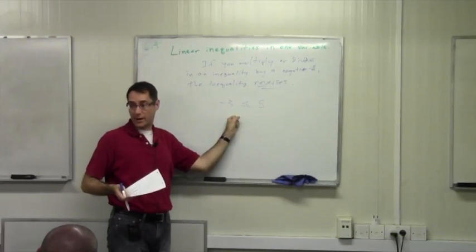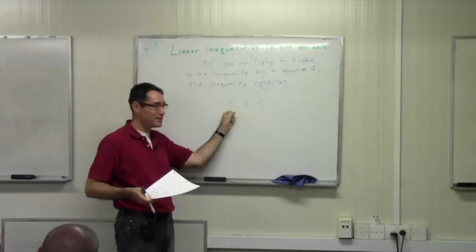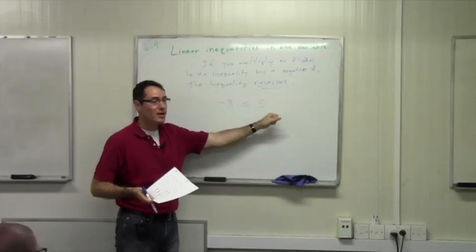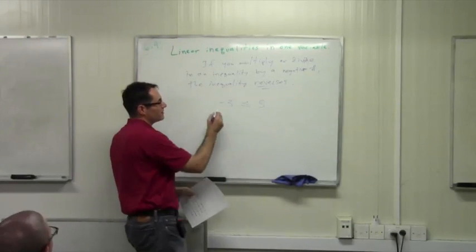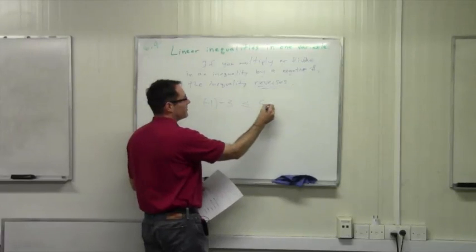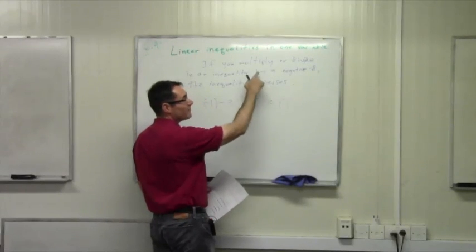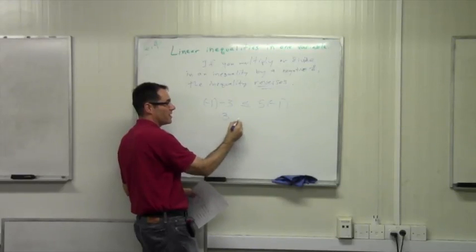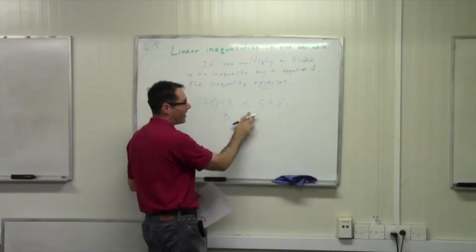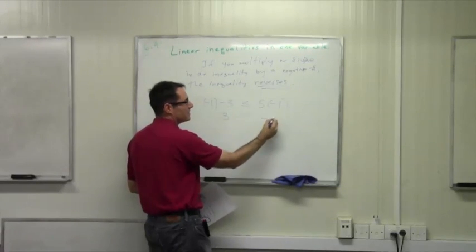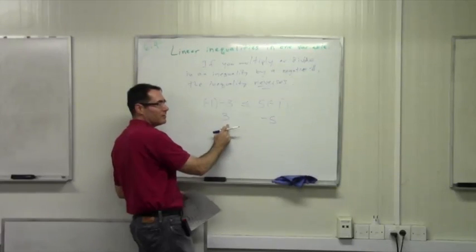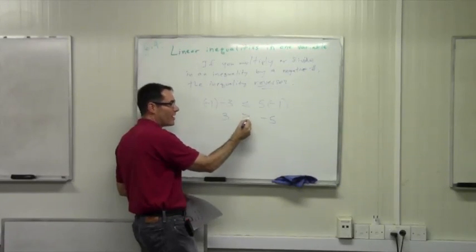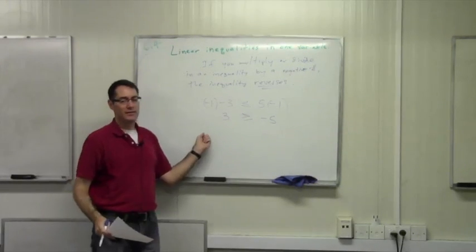Can I multiply both sides by the same number? In equations, we can do that all the time, right? We can multiply this side by some number, multiply this side by some number. Let's pick -1. Just multiply this side by -1 and this side by -1. It's a negative number, right? -3 times -1 is 3. 5 times -1 is -5. What's true now? 3 is now greater than or equal to -5.